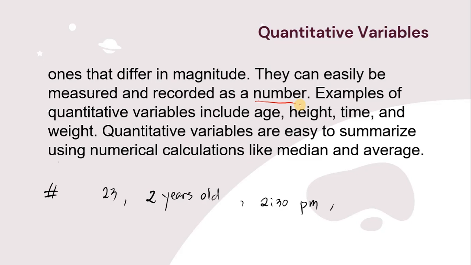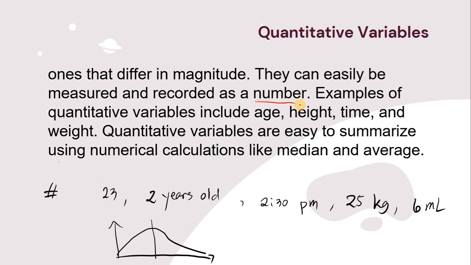So the examples are drawn here below. You have also distance, mass, volume, all those physical quantities. So quantitative variables are easy to summarize using numerical calculations like the median and the average.